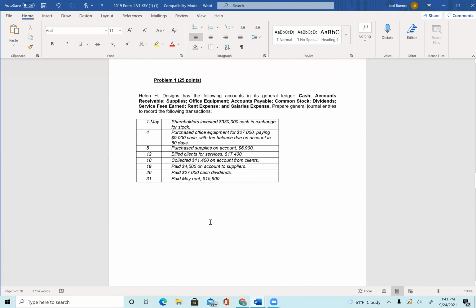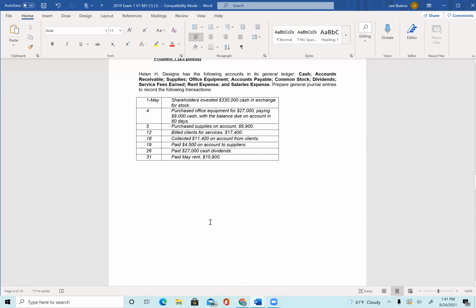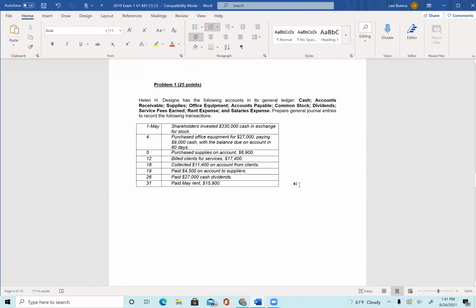All right, so now we are going to move to short answers. Helen's Designs has the following accounts in its general ledger: cash, accounts receivable, supplies, office equipment, accounts payable, etc. So we're going to prepare the following journal entries. For the first one, shareholders invested $330,000 in cash in exchange for common stock. So we'll do them here.